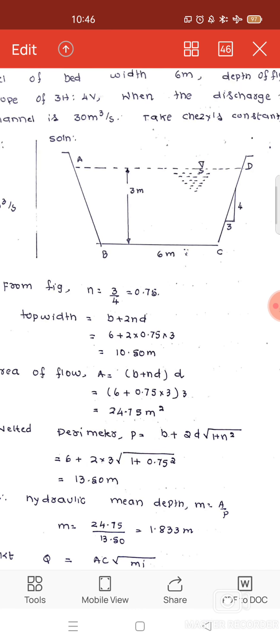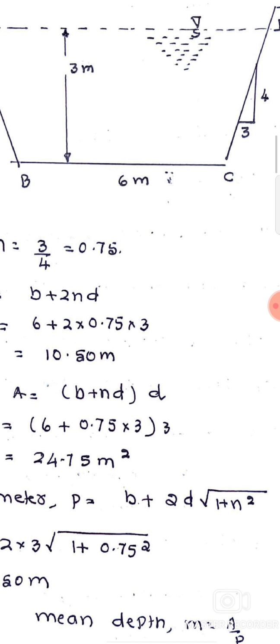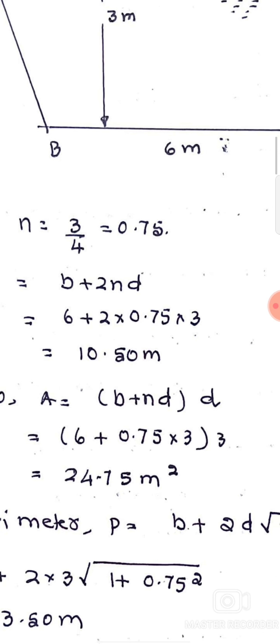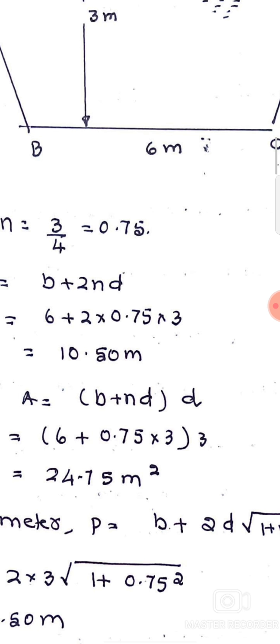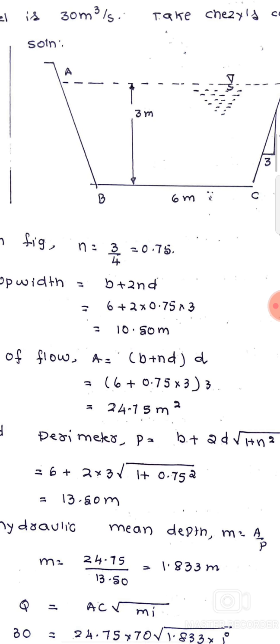Then the top width is calculated as B + 2ND. The width is 6 meters and N is 0.75, that is 3/4. So we can just substitute the values: D is 3, B and N are given. The top width B + 2ND is 6 + 2 × 0.75 × 3. Then we'll get the top width as 10.50 meters.